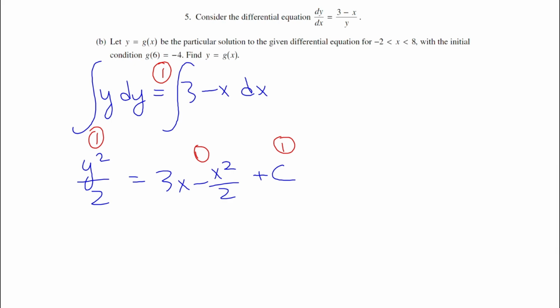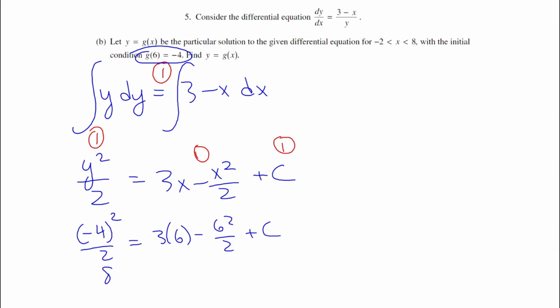Then you need to solve for c. So plug in your initial condition that when x is 6, y is -4. So we have -4 squared over 2 is equal to 3 times 6 minus 6 squared over 2 plus our constant. So 8 equals 18 minus, well, 36 over 2 is also 18, plus our c. So our constant is 8.